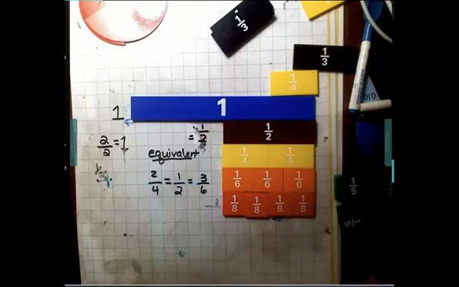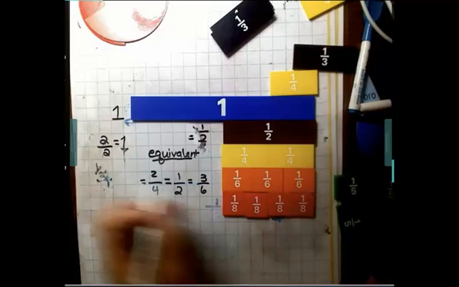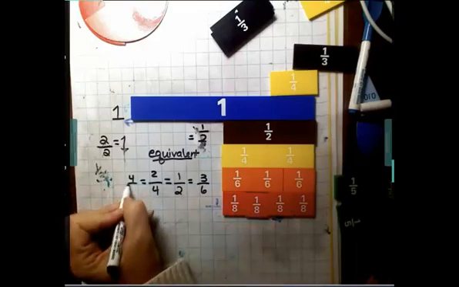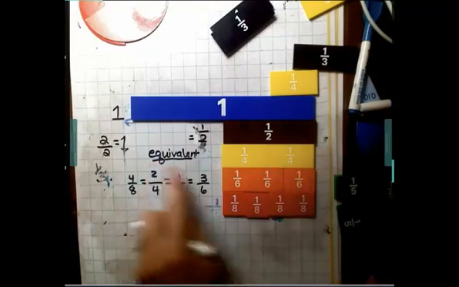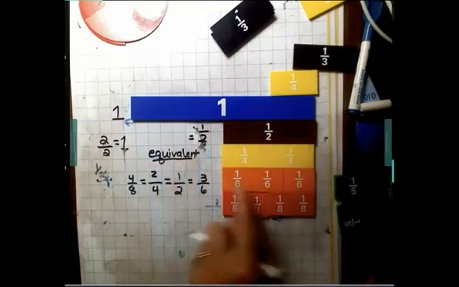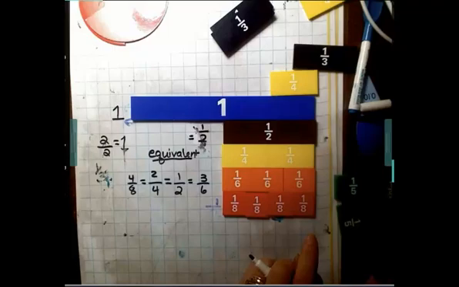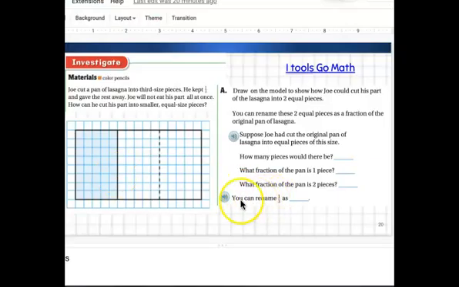There you go. So 4/8 is equivalent to 2/4, which is also equivalent to 1/2, which is also equivalent to 3/6. Do you notice any pattern? So this was saying I can use renaming.